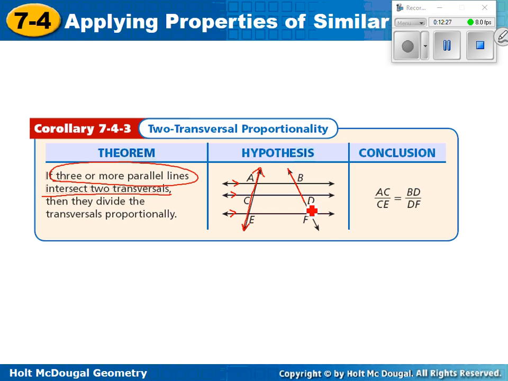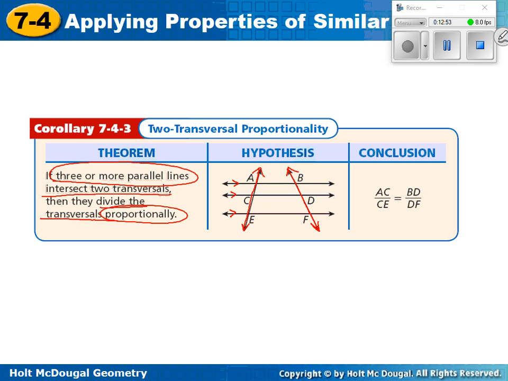AE and BF. Do you see how those are two transversals intersecting our three parallel lines? If you have three or more parallel lines and two transversals, then those lines are going to divide the transversals proportionally. The transversals are going to be split into two pieces.